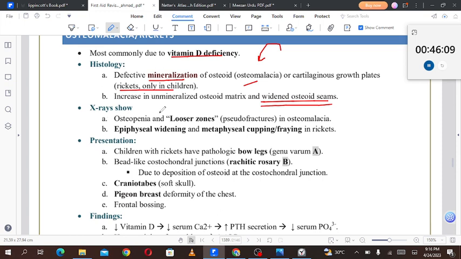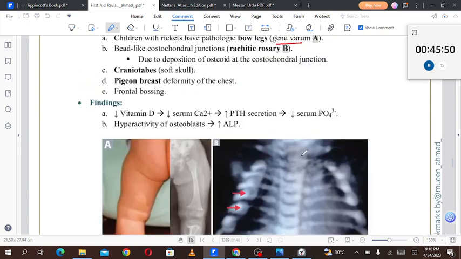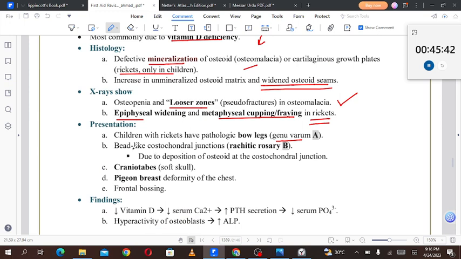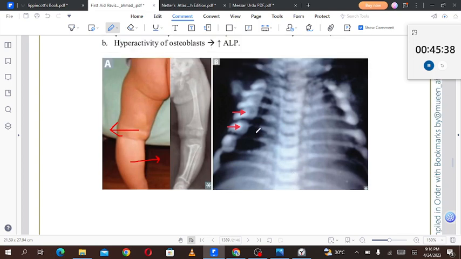X-ray will show osteopenia, for example looser zones and pseudofractures in osteomalacia, and epiphyseal widening and metaphyseal cupping or splaying in rickets. Presentation: children with rickets have pathologic bow legs, or genu varum. Here is a picture of that. You can see the legs going inward while the knees move outward. Also, a bead-like costochondral junction is called the rachitic rosary, seen here and also over here.